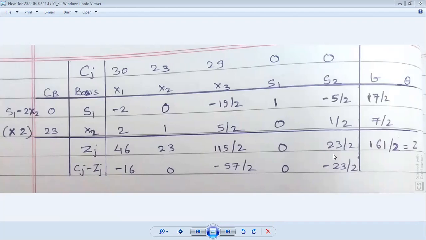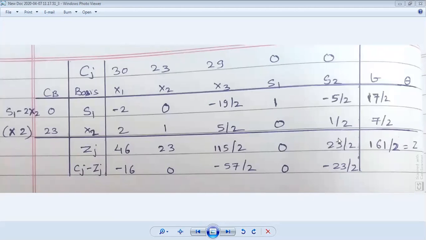Now you can just get the value of Z. The value of Z is obtained by multiplying CB by B, that is 0 into 17 by 2 and 23 into 7 by 2. This is your maximum value of Z. So you can conclude by saying that the maximum value of Z is equal to 161 by 2. And what are the variables? The variables are x1 is equal to 0, x2 value is 7 by 2 and x3 is 0.